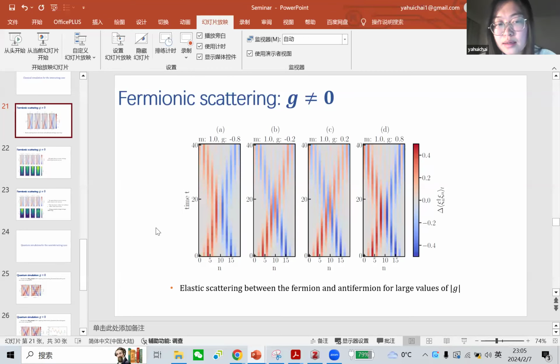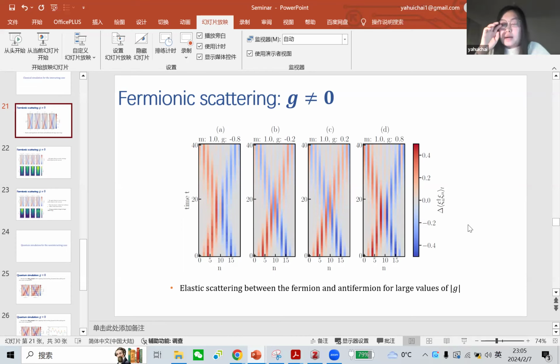Sorry, I didn't hear your question clearly. So in this first plot here, you have G is minus 0.8. Yeah. And the fermion and the anti-fermion bounce off of each other. Mm-hmm. And the same thing when G is positive 0.8. I'm surprised they don't pass through each other. Do you know why that is?